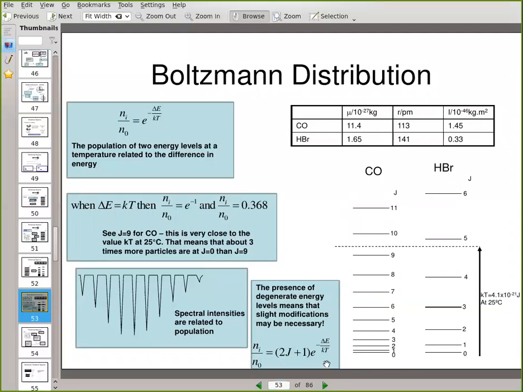We won't go into it, but the presence of other levels means that you might need to modify Boltzmann. But I'm going to use Boltzmann as is to say that, well, hang on, if you've got 100 particles here, at level 9 you've probably got about 36 particles here. Level 5, you've probably got about 36 particles, which means that all of these levels are really, really well populated to varying degrees. Of course, more populated towards the bottom and less to the top, and that's why you get this range of intensities when you get rotational spectra.